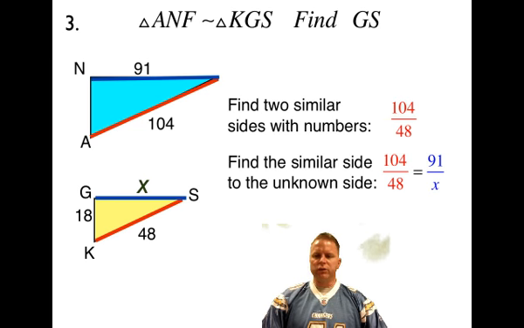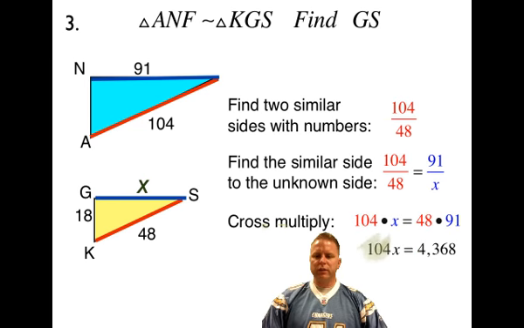We set those equal to each other. We cross multiply. We get some big numbers, so we have 104x is equal to 4,368. Again, what are they doing to the variable? They're multiplying by 104, so we do the opposite. The opposite of multiplying by 104 is dividing by 104. And we get x is equal to 42. Make sure you divide both sides by 104.